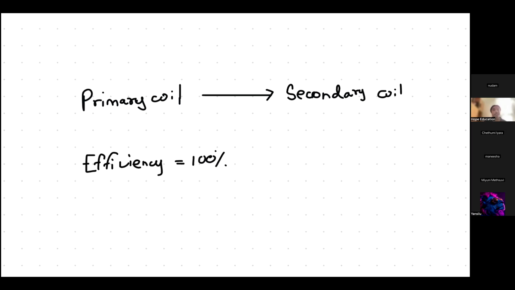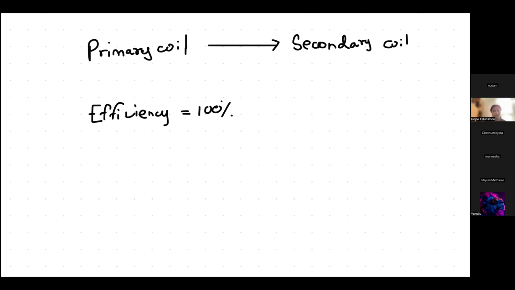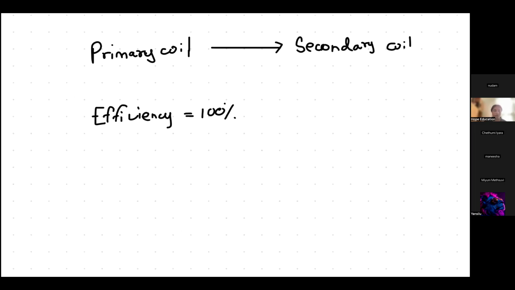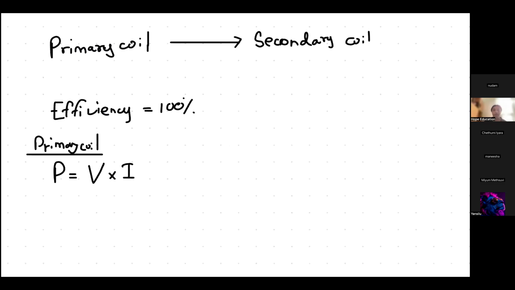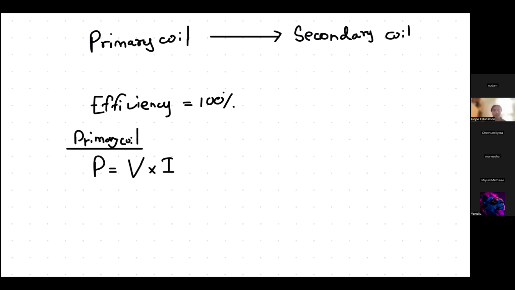If the efficiency is 100%, we can write an equation like this for both the primary coil and the secondary coil. For the primary coil, there is an equation called power equals voltage multiplied by current. The voltage in the primary coil and the current in the primary coil. So power equals the voltage of the primary coil multiplied by the current of the primary coil.